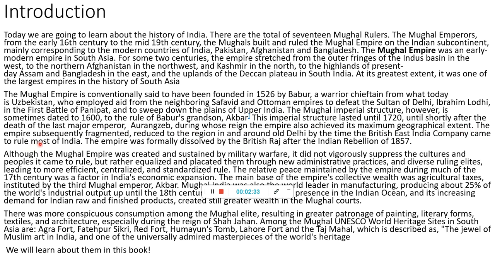The empire subsequently fragmented, reduced to the region in and around Old Delhi by the time the British East India Company came to rule most of India. The empire was formally dissolved by the British Raj after the Indian Rebellion of 1857.